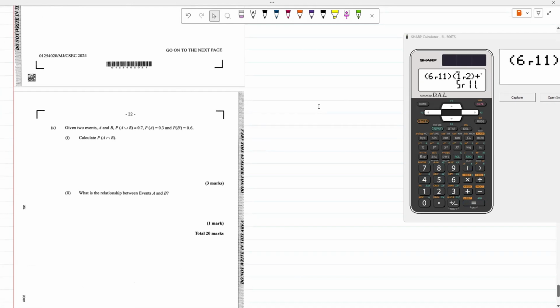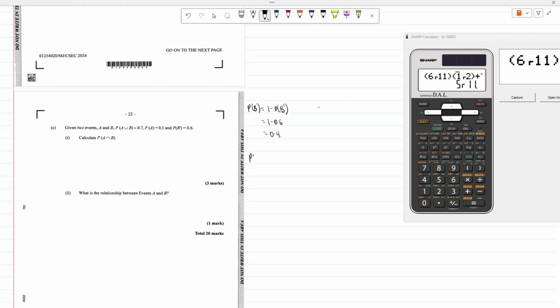All right. Given 2 events A and B, the probability of A union B is 0.7, the probability of A is 0.3, and the probability of B complement is 0.6. So I can say the probability of B is 1 minus the probability of B complement, which is 1 minus 0.6, which is equal to 0.4. Now, the probability of A intersect B.